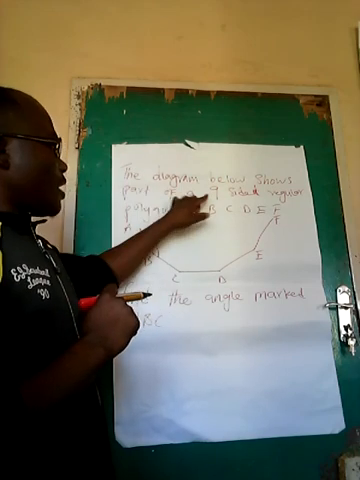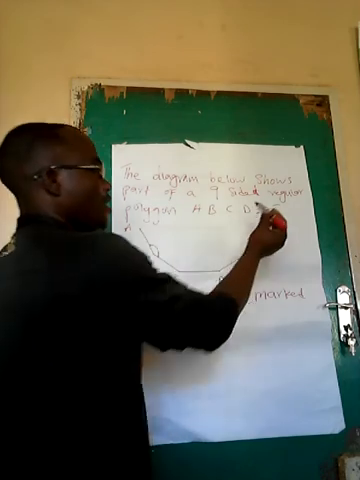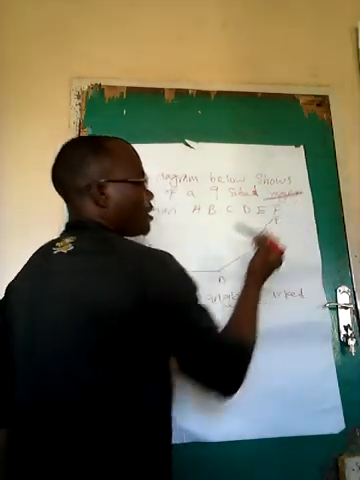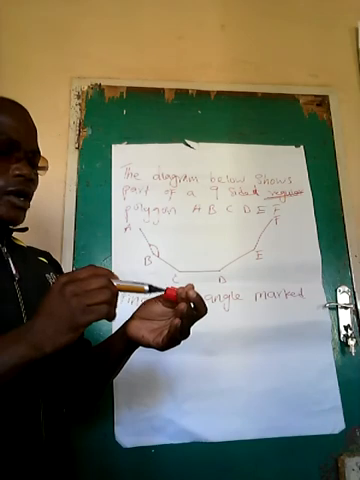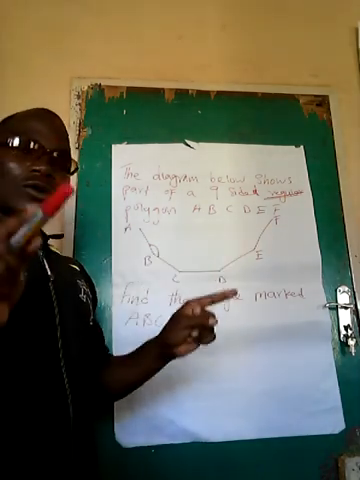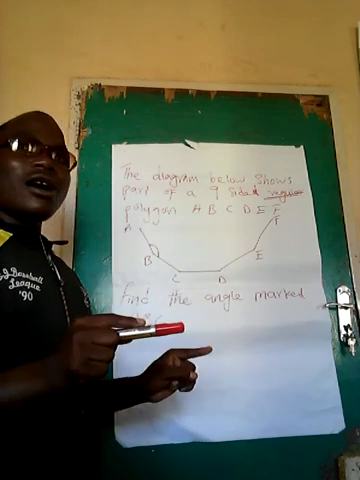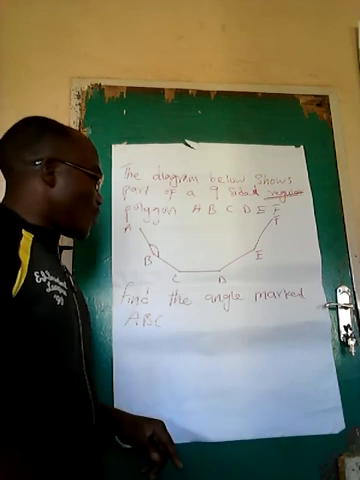Now, a 9-sided regular polygon. Another keyword that you should highlight here is regular. What's the meaning of regular? Regular means the sides are equal, and when the sides of the polygon are equal, each interior angle is equal to another.